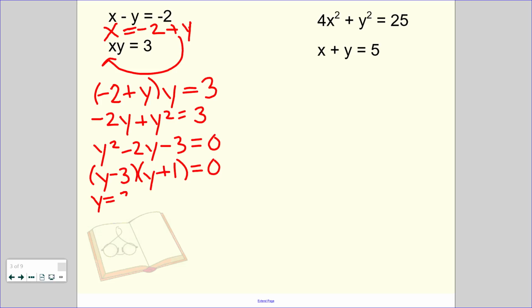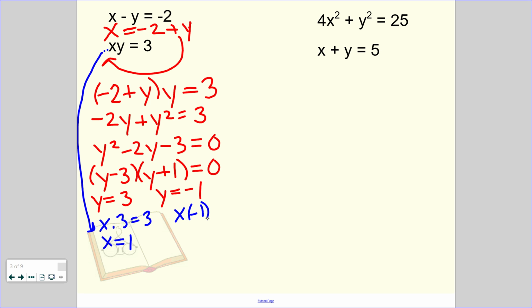So I have y values of 3 and -1. I'm going to plug both of those into the bottom equation and solve for the x that goes with them. x times 3 equals 3, so x equals 1. If I use -1, x times -1 equals 3, so that means x must equal -3. So my 2 points of intersection are (1, 3) and (-3, -1). Again, graph to check. Desmos is nice if you have that available to you, or plug your solutions back in and make sure they work.